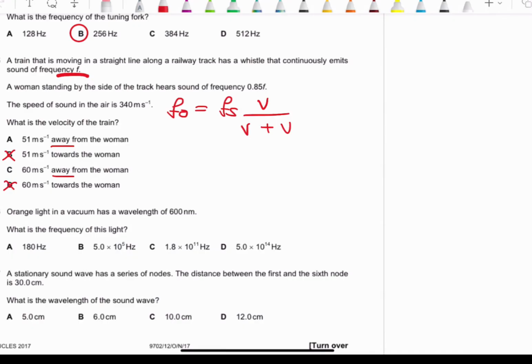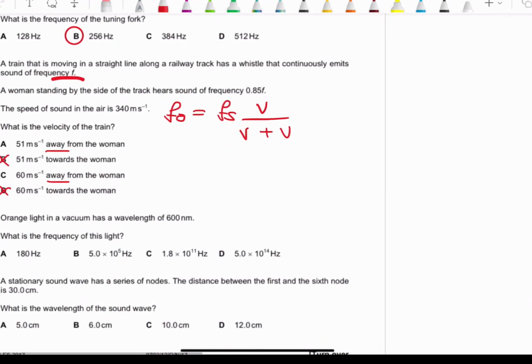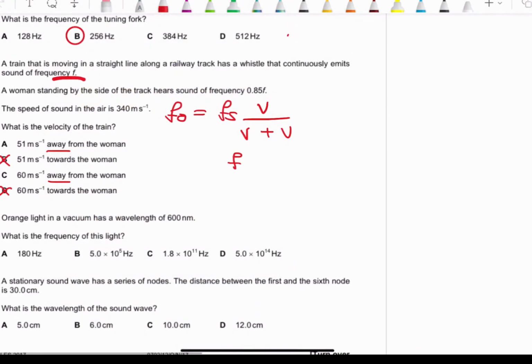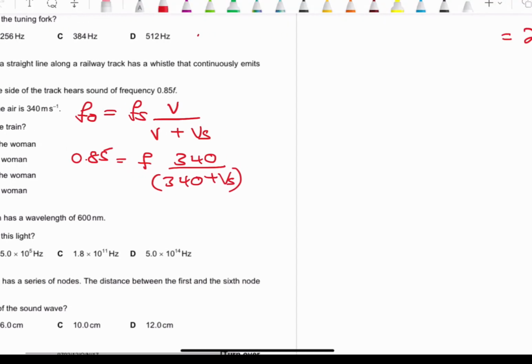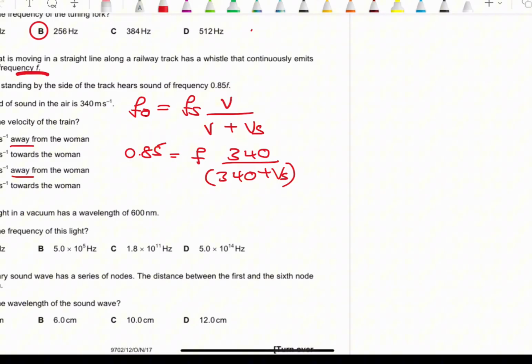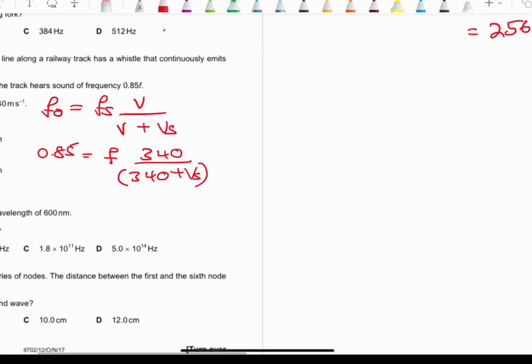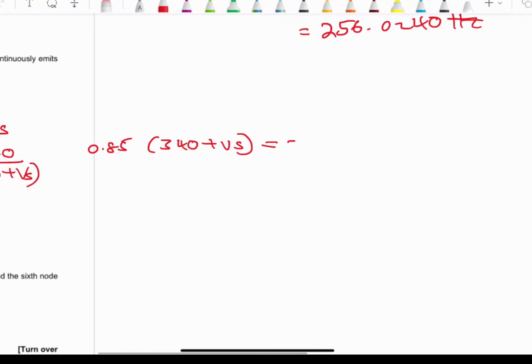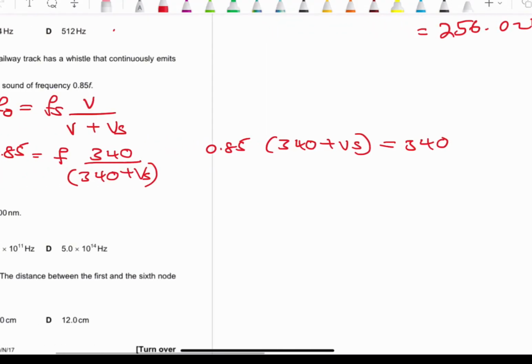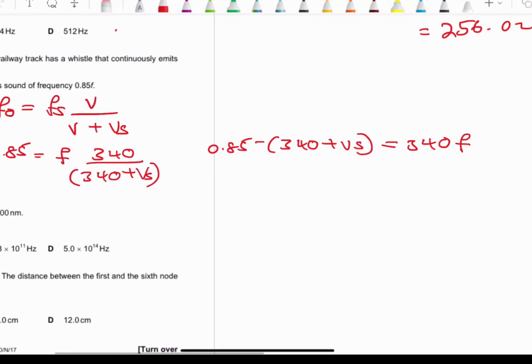The frequency that the whistle of the railway is actually sounding is F, and the frequency heard is 0.85 F, right? And the speed is actually 340, and that's 340 plus Vs. We want to find that value, Vs, the speed at which the train is actually moving. But it's moving away, remember, because the observed frequency is less, okay? So we have 0.85 multiplied by 340 plus Vs, that's going to be 340 F. Okay, so something like this, right?